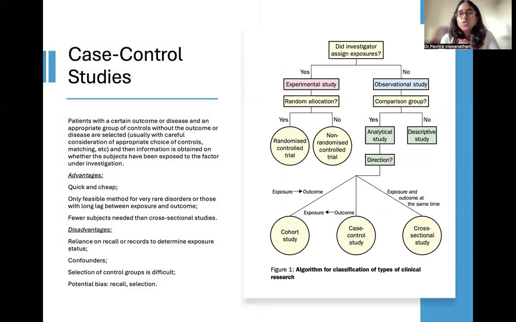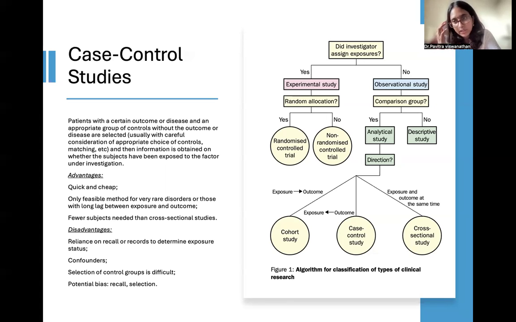Next, case control study. Case control study is the reverse of your cohort, where the outcome has already happened and you are tracing back in time to see if any exposure can be associated with the outcome. The advantage is that it is quick and cheap. For rare disorders, you will be able to do a case control study, and you may not need too large a population like that of a cross-sectional study. So you can have a specific number with which you will be able to get a reliable outcome.